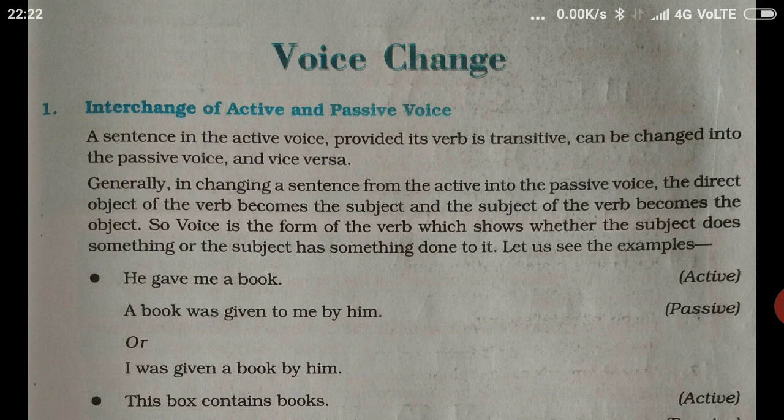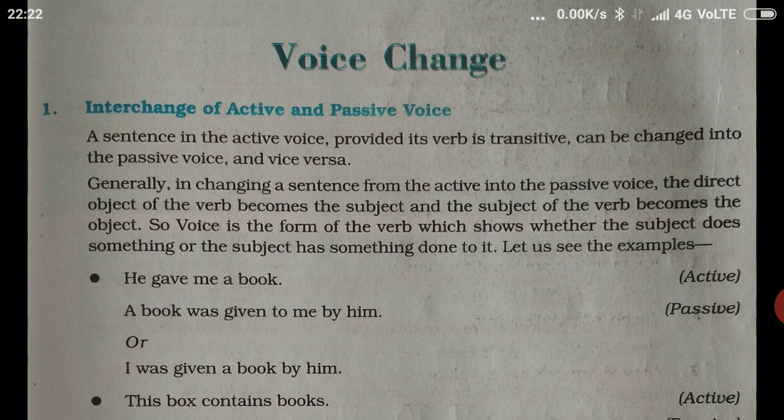First of all you will write the subject, then after that be, that is a helping verb. In be you will find is, am, are, was, were, has, have, been. Some take been, right? And you will use here the third form of the verb, right?